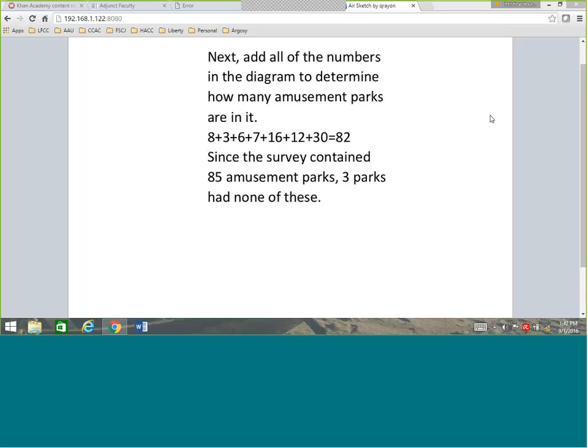Sometimes this is an easy step to forget because you get so focused on the circles and the regions inside the circles that it can be easy to miss this step. So make sure not only that the circle totals are correct, but that the entire diagram has the right number in it for the universal set. This was the very first sentence in the problem, the 85 amusement parks, and of course we're doing it last because we started at the bottom of the problem and worked our way up to the top.